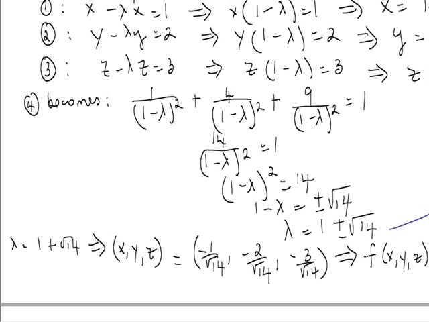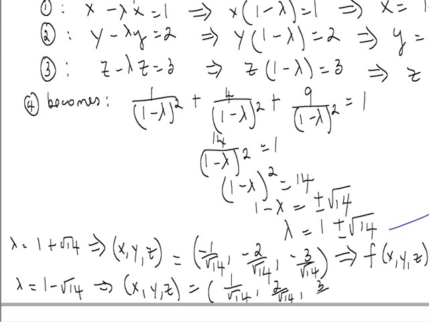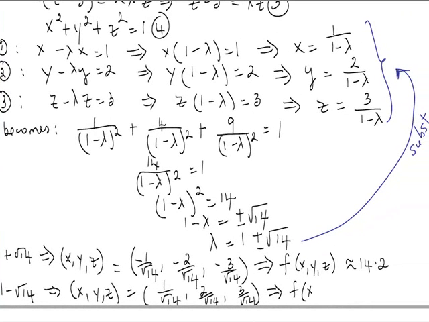Take the other lambda, 1 minus square root 14. Lambda equals 1 minus square root 14. Substitute it again to find x, y, z, and you will get positives now: 1 over square root 14, 2 over square root 14, 3 over square root 14, and substitute that into your function, and you are going to get approximately 11.